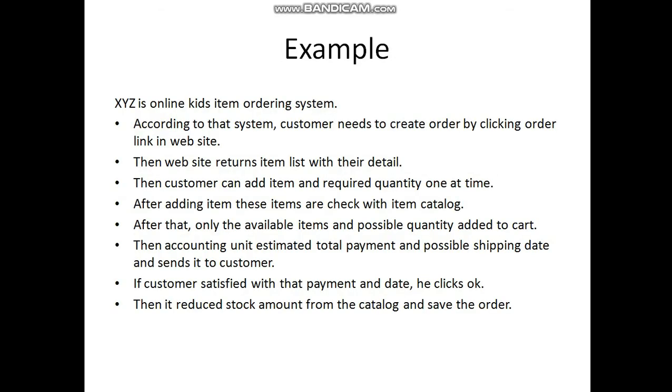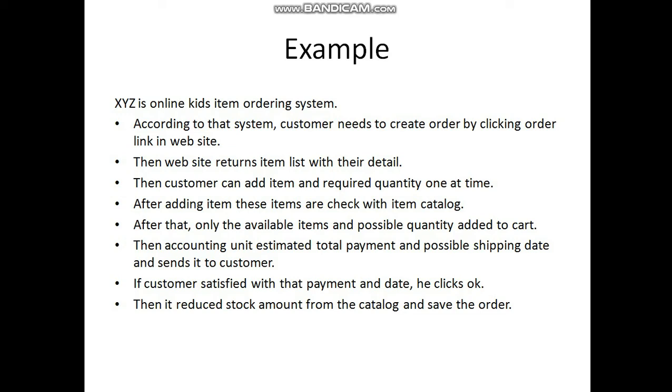This is my example. It contains requirement of online kit item booking system called XYZ. First we need to go through the example. According to it, customer needs to create order first. After that, system displays item list. Then customer needs to select item one by one. After that, system checks availability of each item with use of catalog unit.